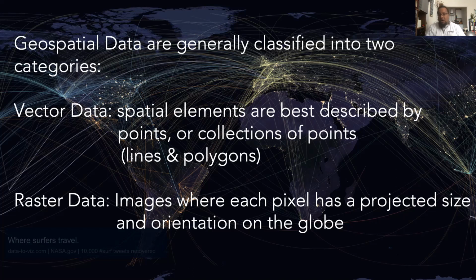Raster data are basically images where each pixel has a projected size and orientation on the globe. Pixel values then tell you something about that location, such as land height or topography, volume of rainfall, or temperature, or fraction of vegetative cover, and so on.